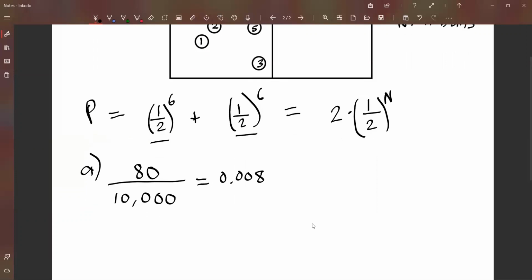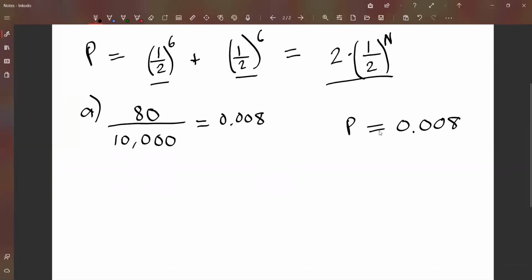Okay, so all we have to do now is set our probability equal to 0.008, or 0.8%, and equate that with our formula here. Remember, this factor of 2 accounts for the fact that there are two ways of achieving this desirable outcome of all the balls being in one box: the left box and the right box. N is the number of balls, and the 1/2 has to do with the fact that each individual ball has a 50% chance of being in the left box, for instance.